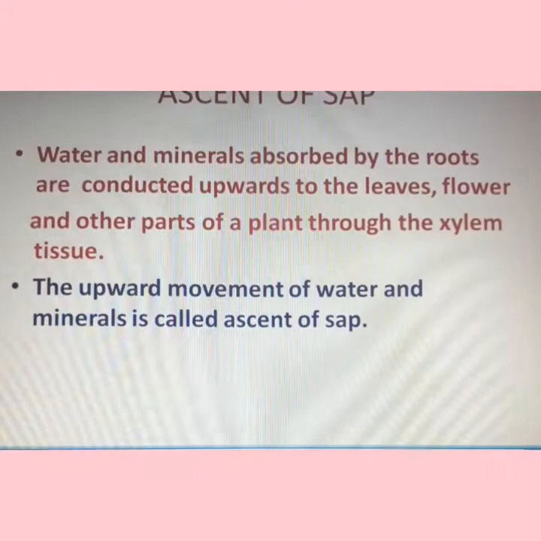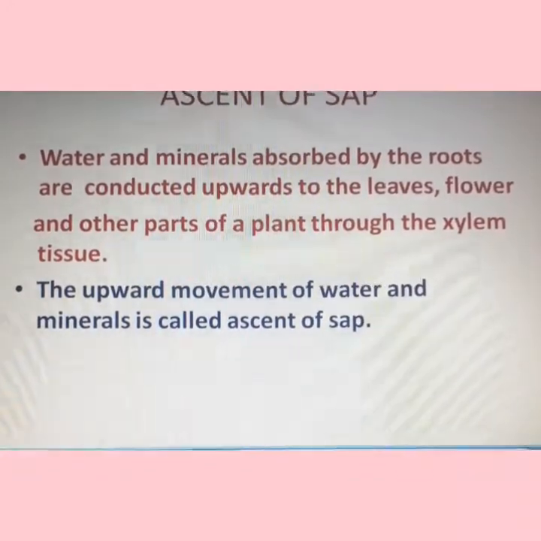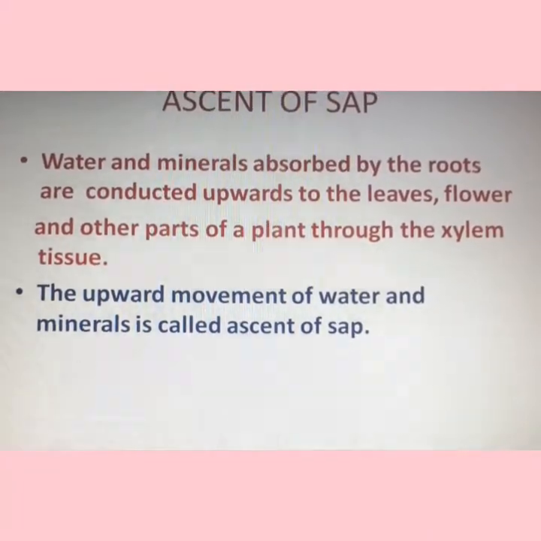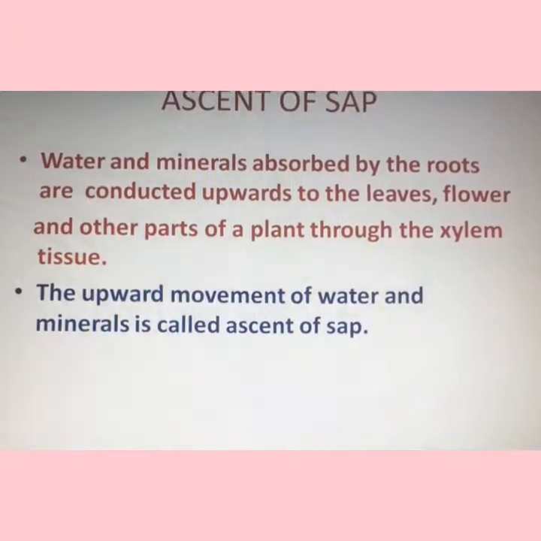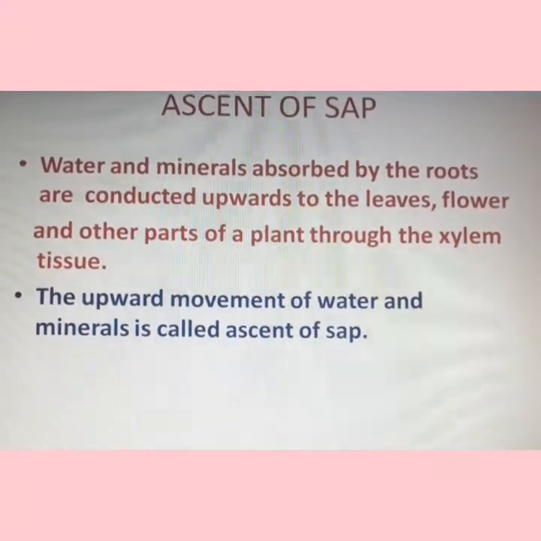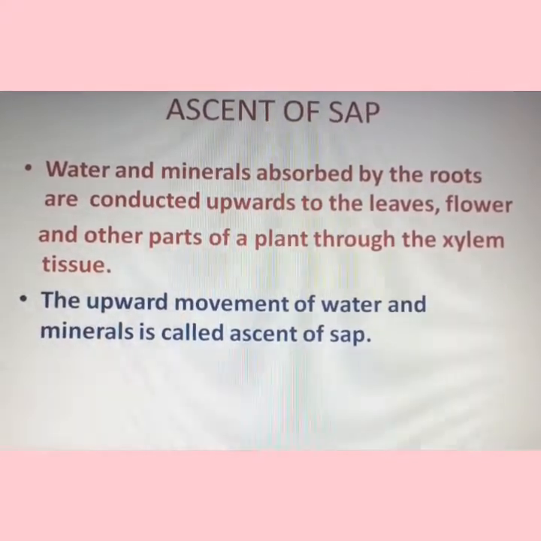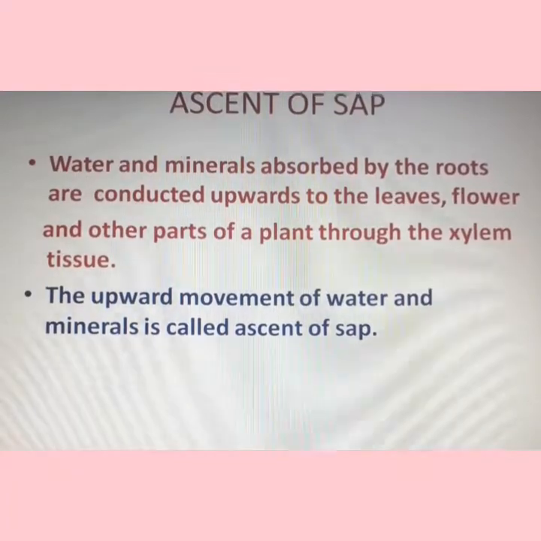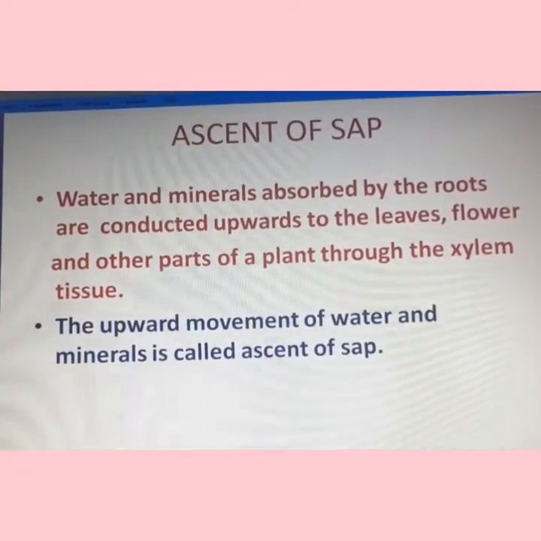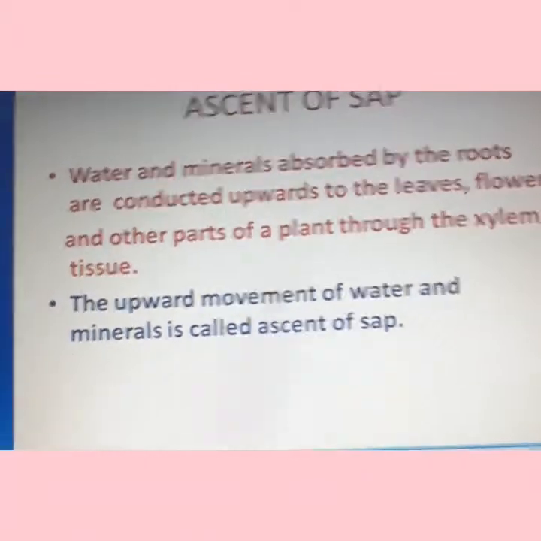These are placed end to end to form continuous pipelines for conducting water and minerals, and they help in the conduction of both water and minerals absorbed by the roots to reach the root xylem and then upwards to the leaves. There are a few factors which help in the ascent of sap, that is the root pressure and the transpirational pull.